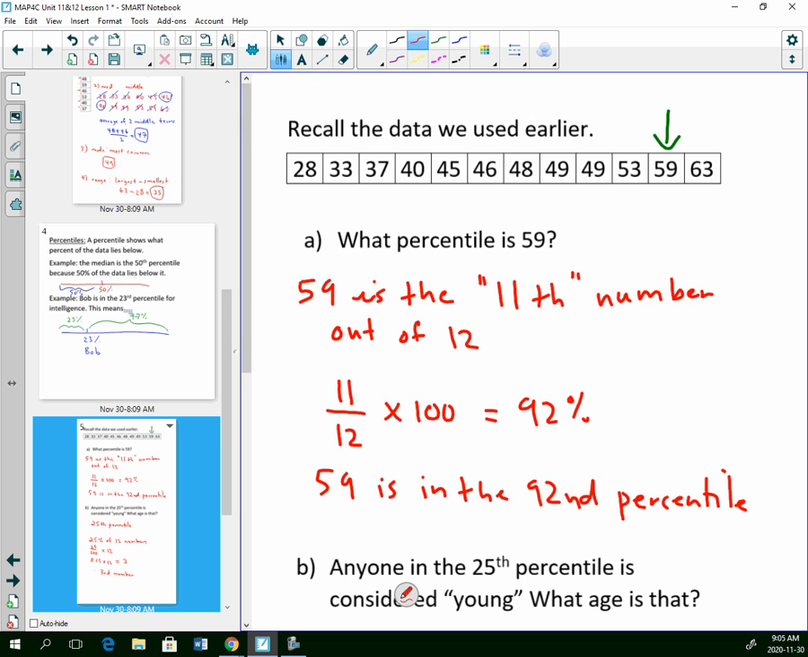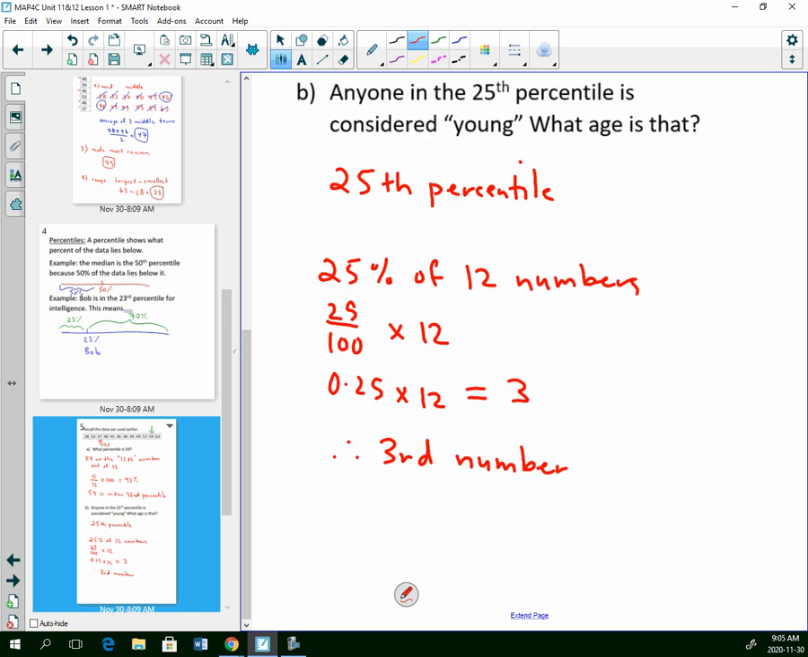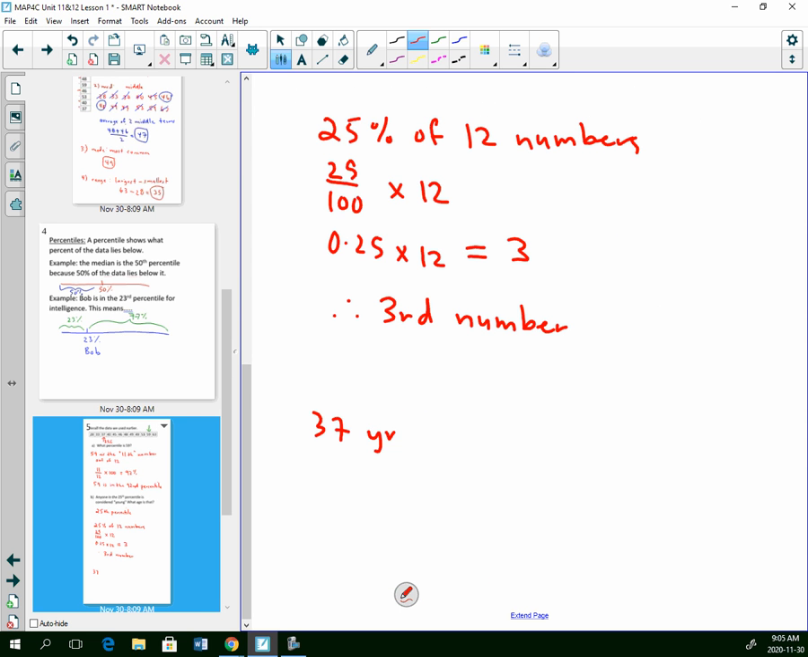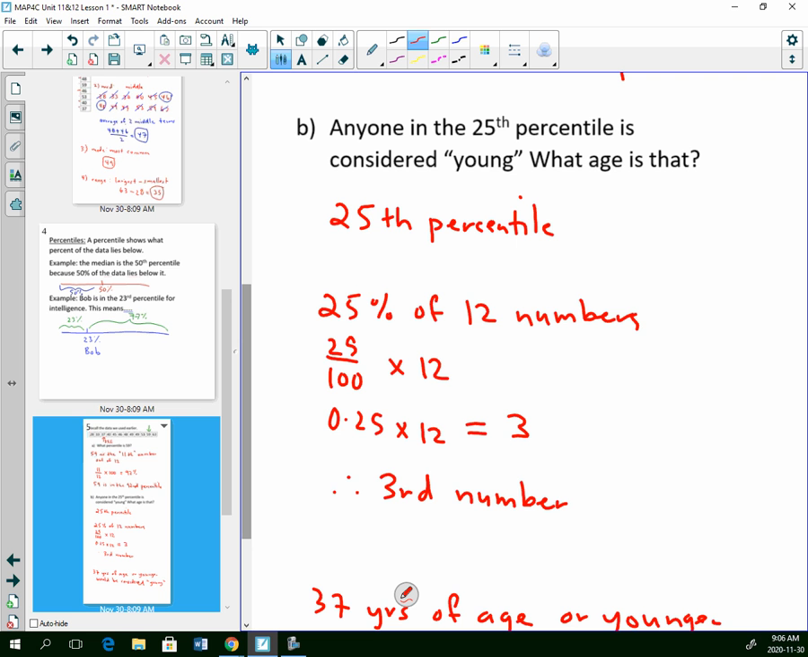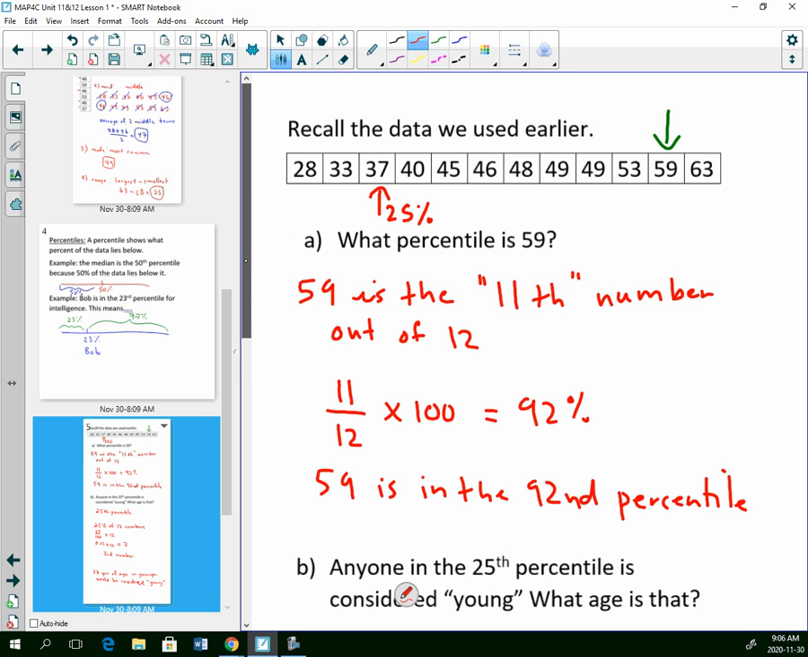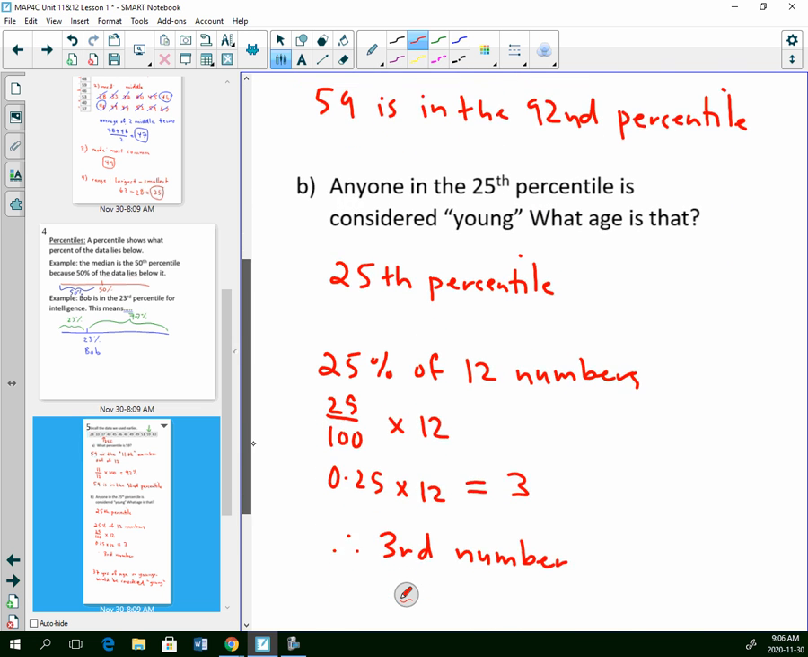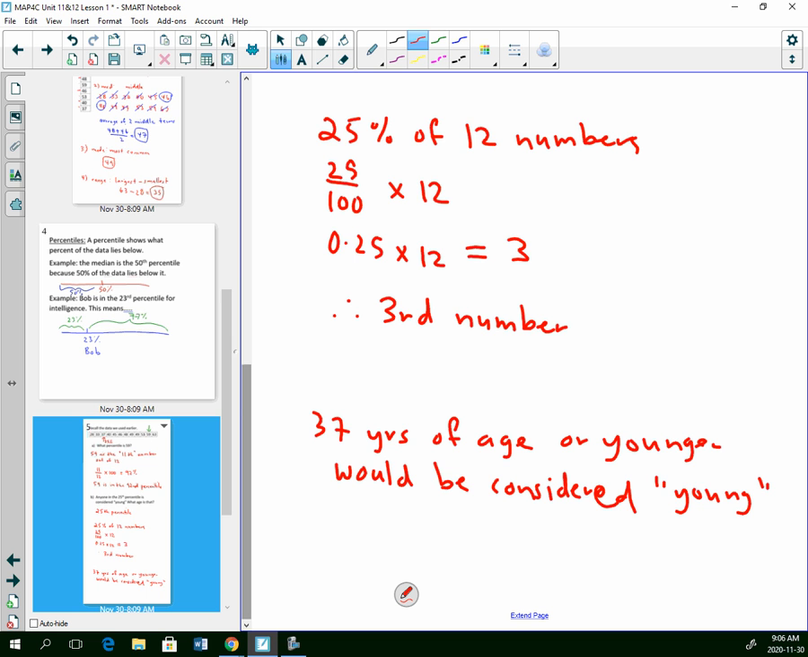So I go look at the numbers. Here's the third. So 37 years of age would be considered young, or younger would be considered young. All right, so I want to find the 25th percent of those 12 numbers. So 25% of 12 numbers would be the third number. And then I just look at my list. The third number is 37. So anybody who's 37 or younger would be considered young.